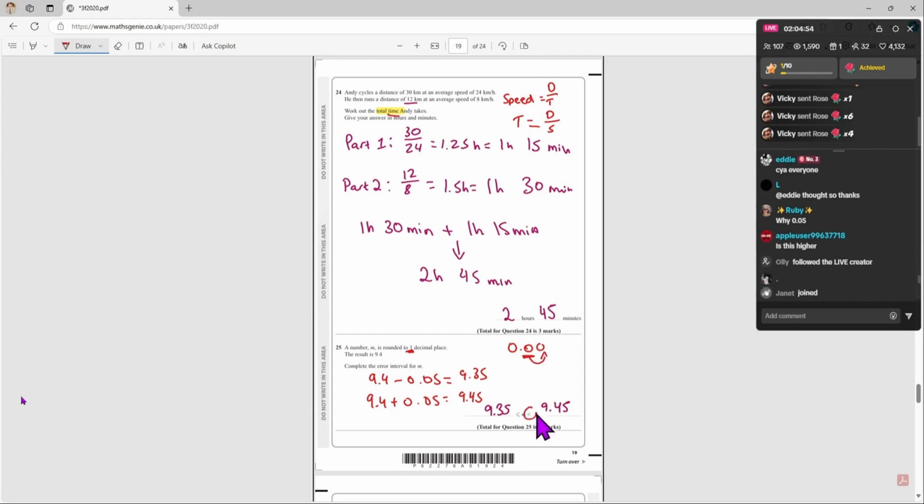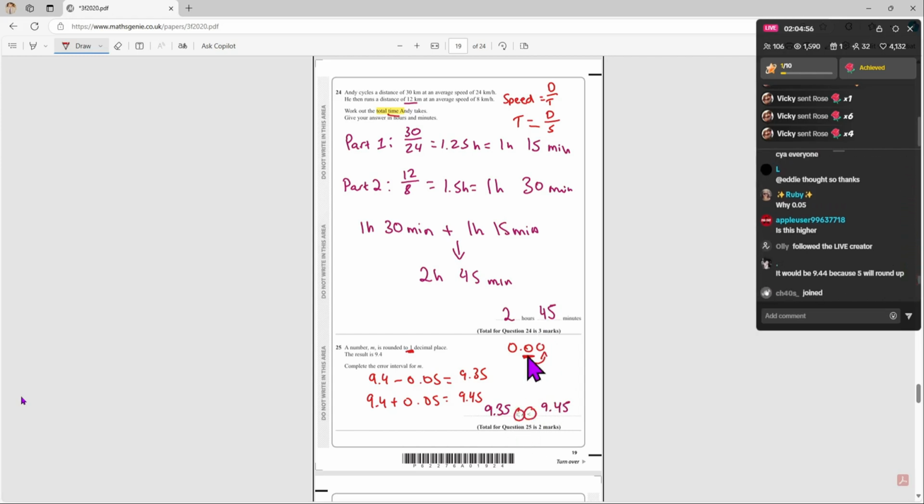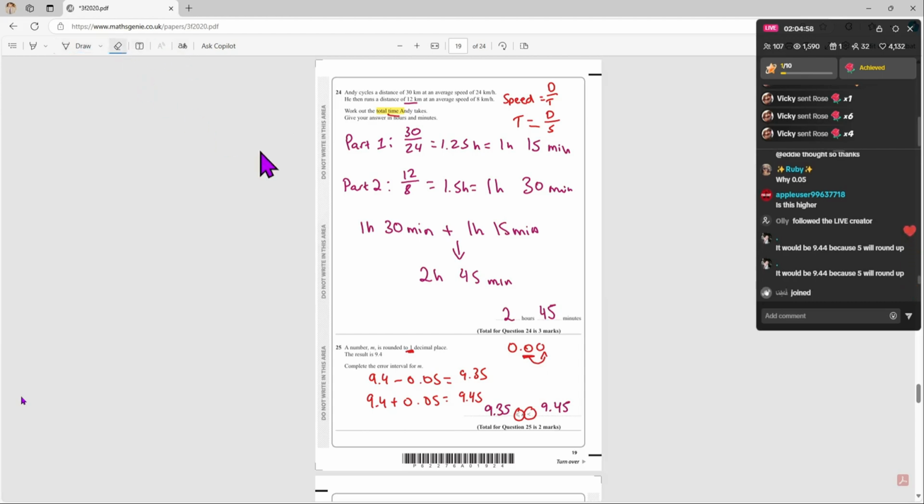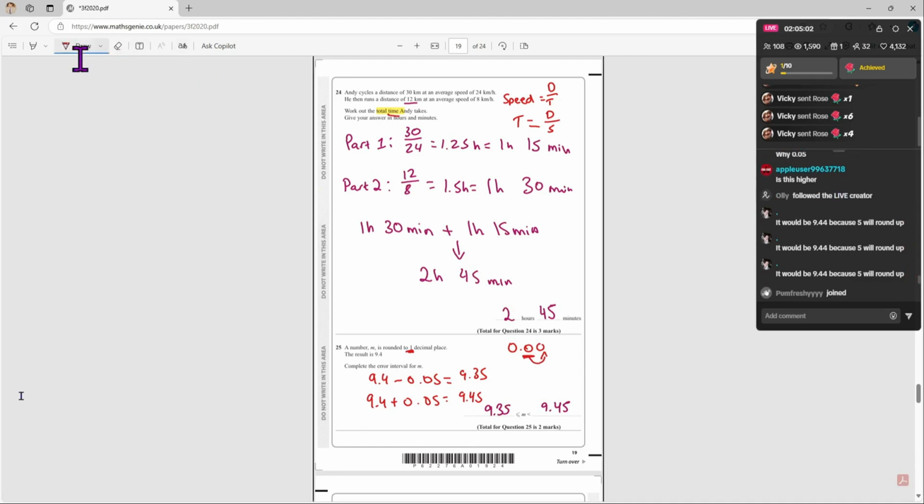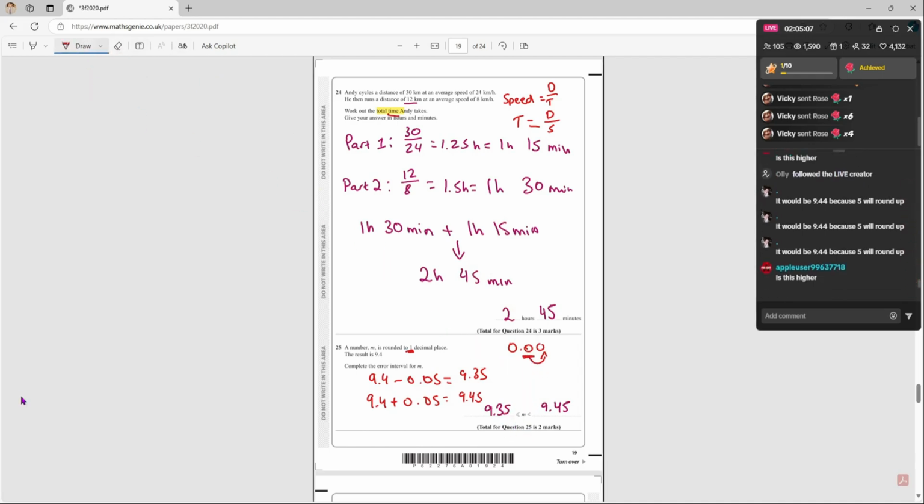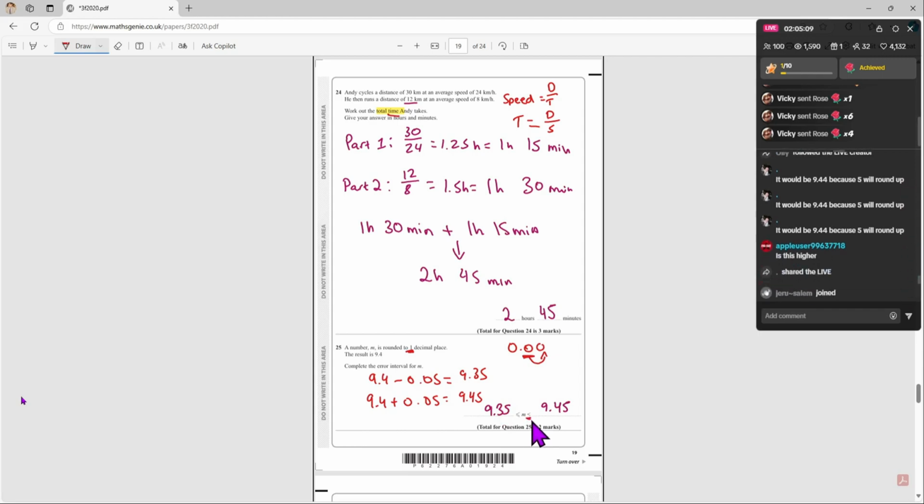And be aware, look at these signs, okay? This is going to be 9.5, okay? Because look at the sign. This means less than, okay? Less than. It's going to be every single number less than 9.5, okay? So that will be your answer.